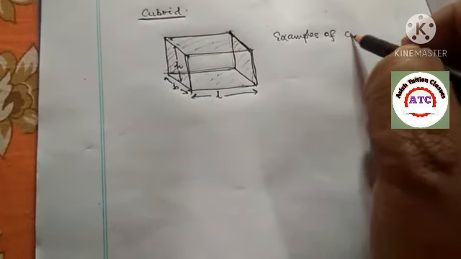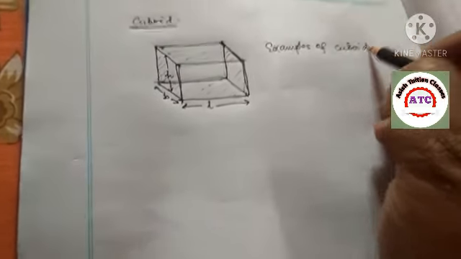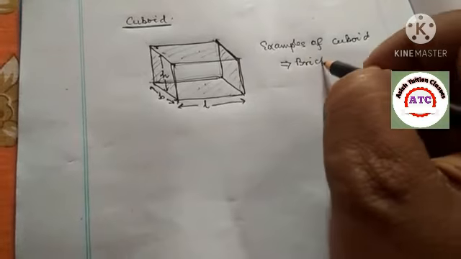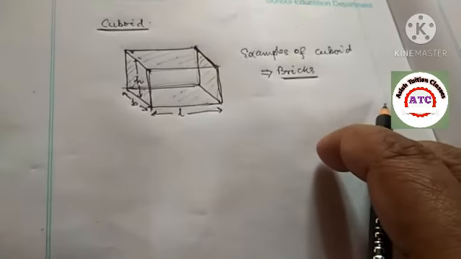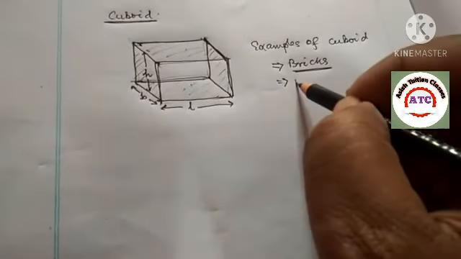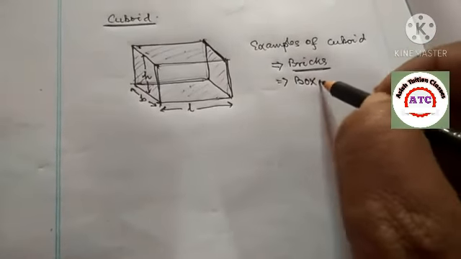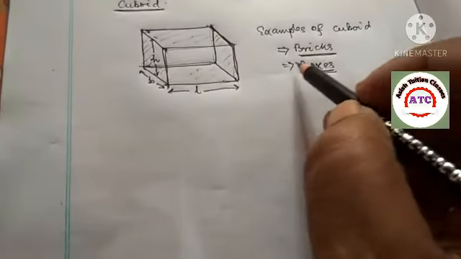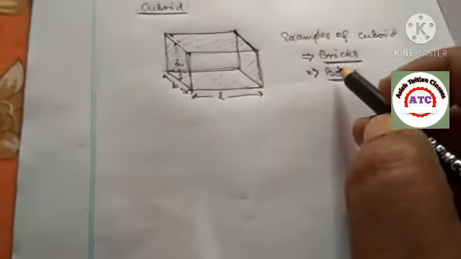Examples of cuboid: bricks, B-R-I-C-K-S. Bricks is an important example of a cuboid. Another example is boxes. Bricks and boxes are examples of a cuboid.